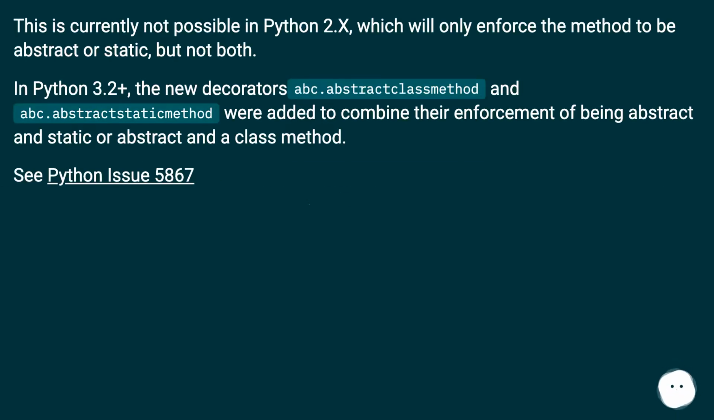This is currently not possible in Python 2.x, which will only enforce the method to be abstract or static, but not both. In Python 3.2+, the new decorators abc.abstractclassmethod and abc.abstractstaticmethod were added to combine their enforcement of being abstract and static, or abstract and a class method. See Python issue 5867.